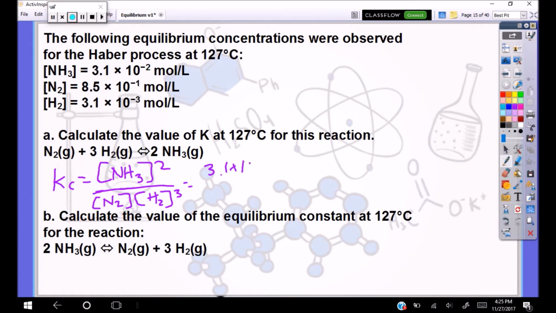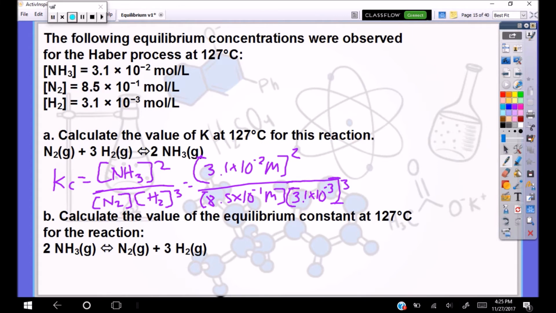3.1 times 10 to the negative second. This is molar. I'm going to leave it as molarity. And this is squared over 8.5 times 10 to the negative first molar, and 3.1 times 10 to the negative third, and then I'm cubing that. Okay, make sure my brackets are clear here. Cool. So I'm going to go through, do that in my calculator, get my K value.